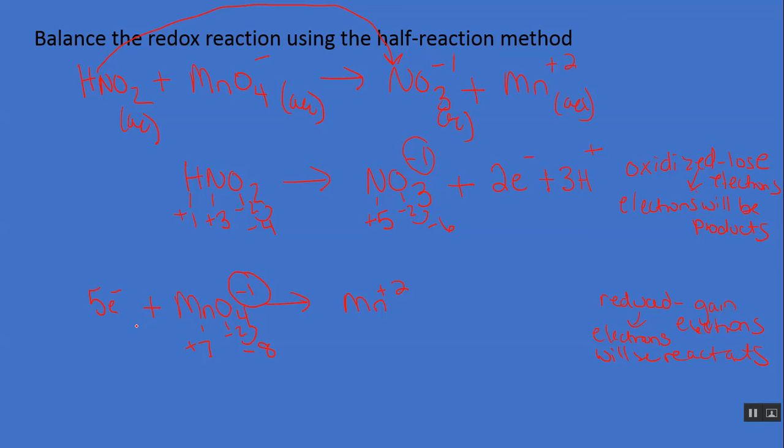All right, let's do the same thing for manganese and permanganate. We've got 5 negative, 1 negative. That's a total of 6 negative on the reactants. We've got 2 positive on the products. So we're going to end up with 8 positives on the reactant side, 8 hydrogen ions, which are positive. 6 negative charges would give us a net of +2 on both sides of our equation. All right, so our charges are balanced.